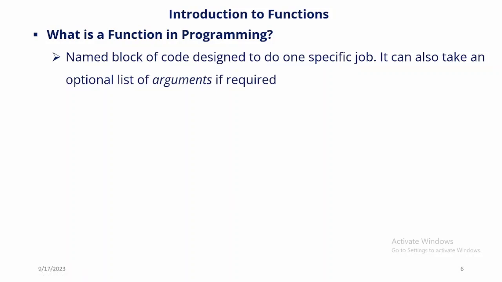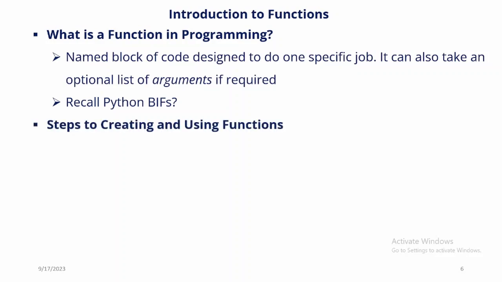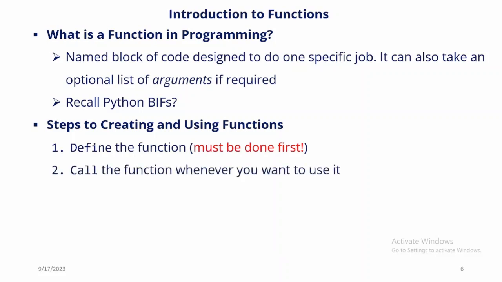Like I was saying before, a function is a named block of code that is designed to do a specific job. It can also take an optional list of arguments if required. Recall Python built-in functions, we have been using them. Now we want to create our own. Steps to creating and using functions: you must define a function first. That is the function definition. And the second part is you must call the function whenever you want to use it.